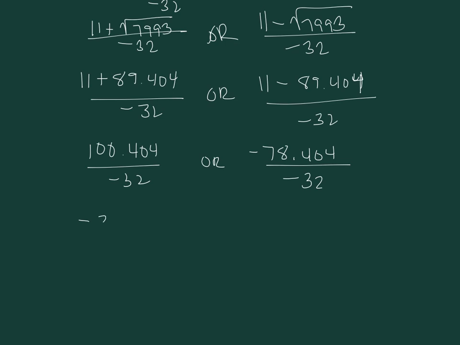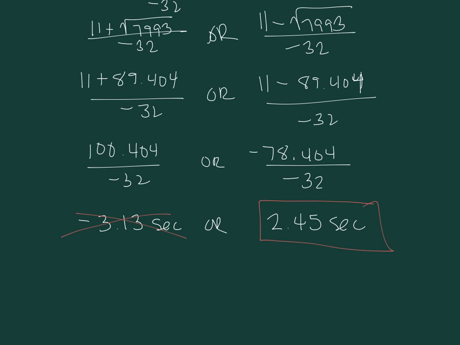Okay, so now 100.404 divided by negative 32 is negative 3.13 seconds, or negative 78.404 divided by negative 32 is a positive 2.45 seconds. Now, by logic, negative time makes no sense. So we know that it will take 2.45 seconds for the ball to fall from the top of the building to the ground. Okay? And there you have it.